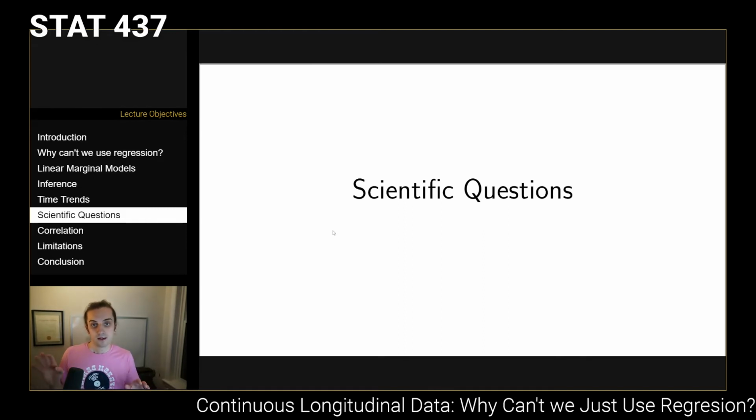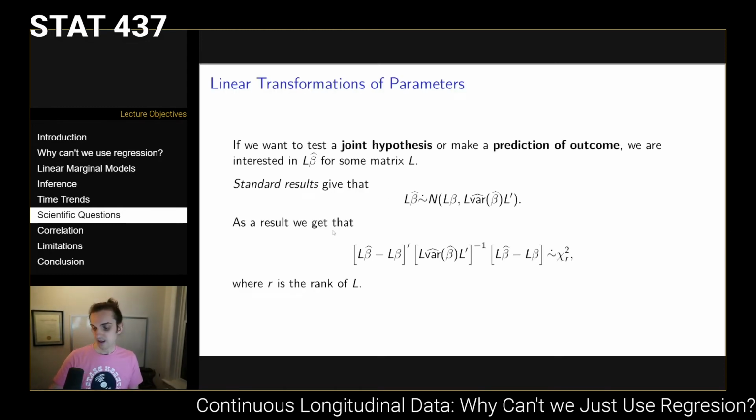So generally speaking, our scientific questions in linear models are expressed in terms of hypotheses surrounding combinations of these parameters, right? So what I have here is I'm talking about taking a linear transformation of parameters of beta. But I think this is probably easier to understand if we think of an example here.